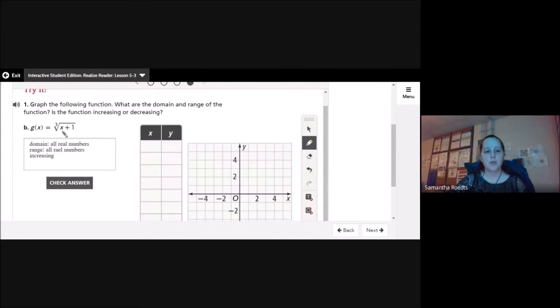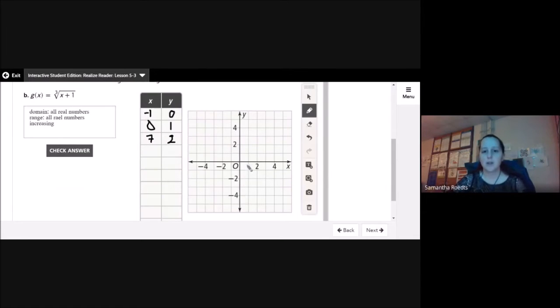Let's see, cube root. So I could do -1, which would give me 0. Cube root of 1 is 1. 7 gives me 2. 7 plus 1 is 8. Cube root of 8 is 2. Let's see, if I do negative, I'm not going to have enough room for those. Okay, so at x is -1, y is 0.